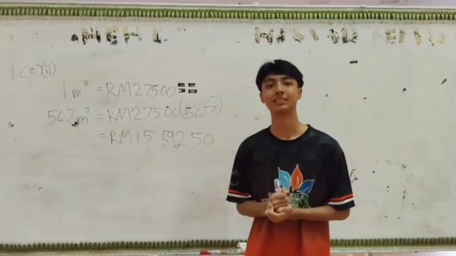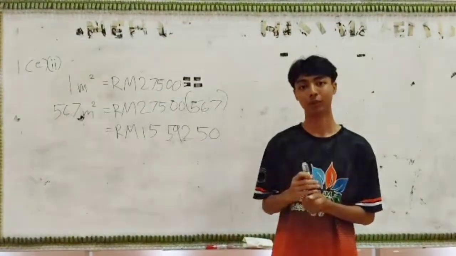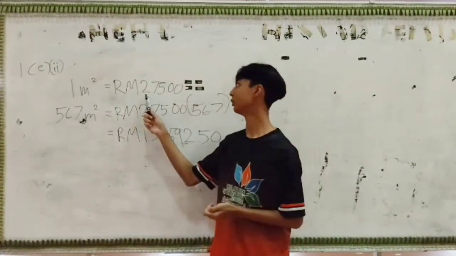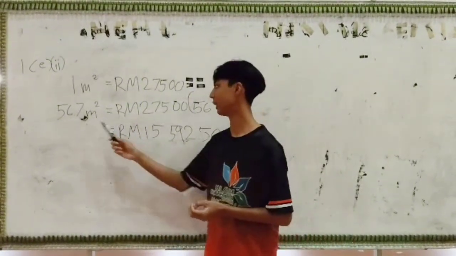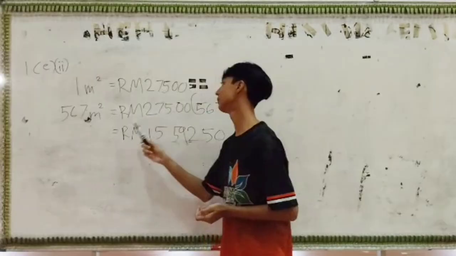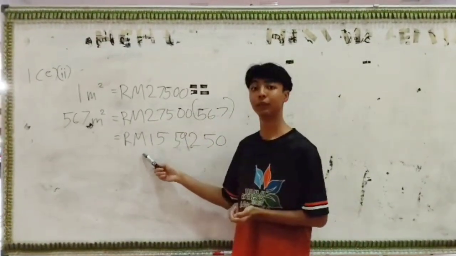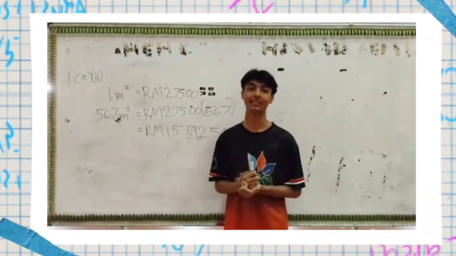Alright, for the next question, it asks us to find the total cost of the hardwood floor installment if 1 meter squared is equal to 275 ringgit. For this one, we can just multiply our area from before, which is 56.7, by the cost per meter squared, and we'll get 15,592 ringgit and 50 cents.